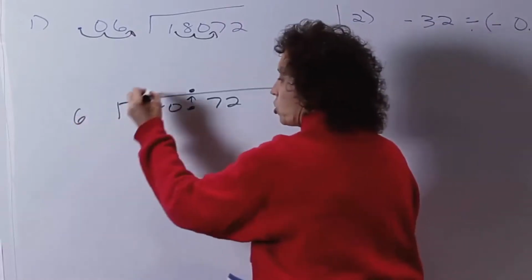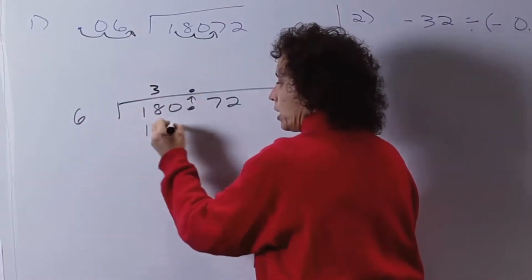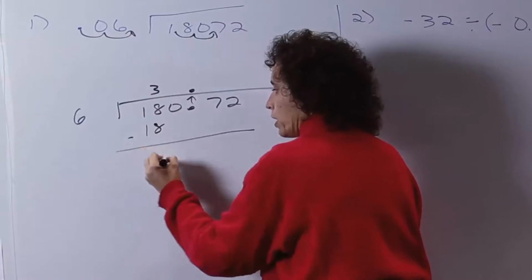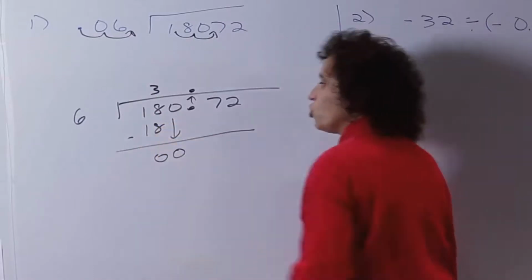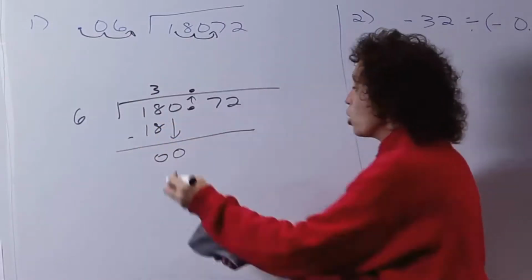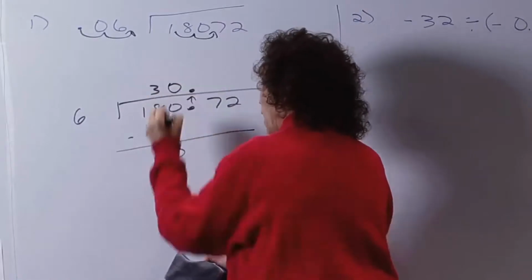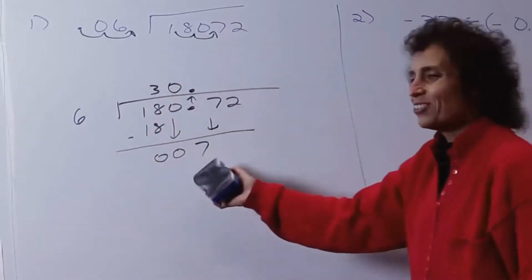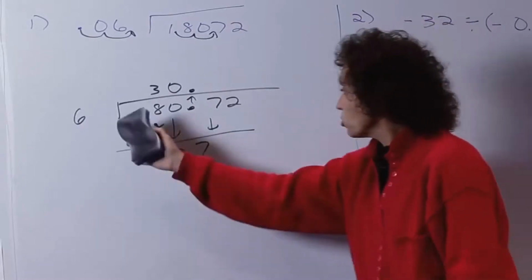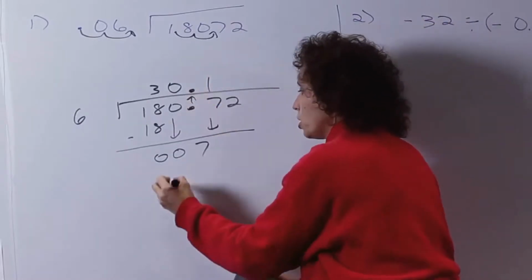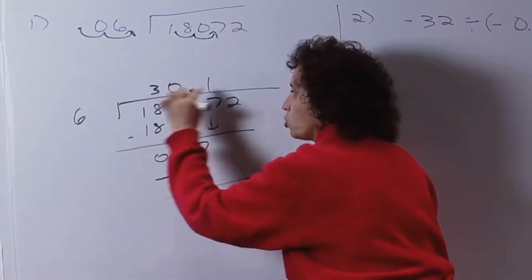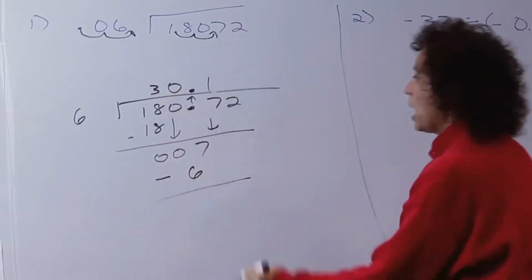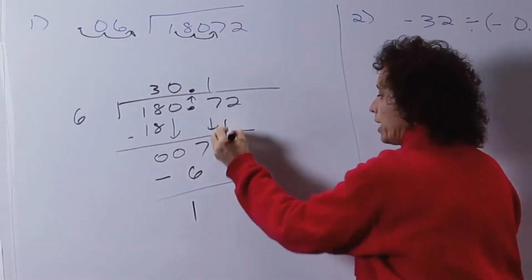Divide. 6 goes into 18 3 times. I get 18. I subtract, that's 0. I bring down, I get 0. 6 cannot go into 0. I have to put it there. Now I bring down the 7. 6 goes into 7 once. I subtract 6 because 1 times 6 is 6. I get a 1. Bringing down.